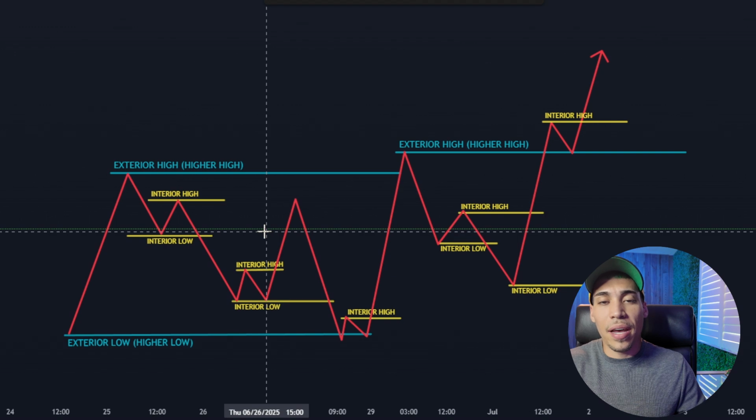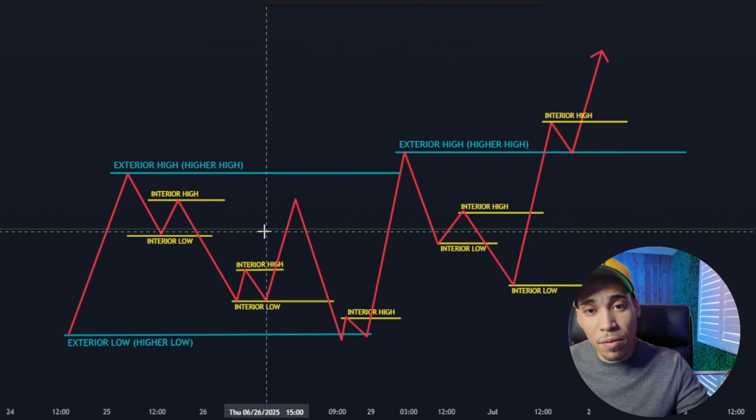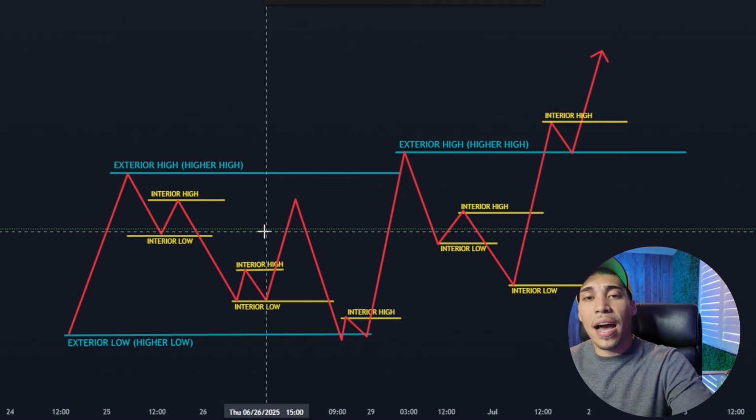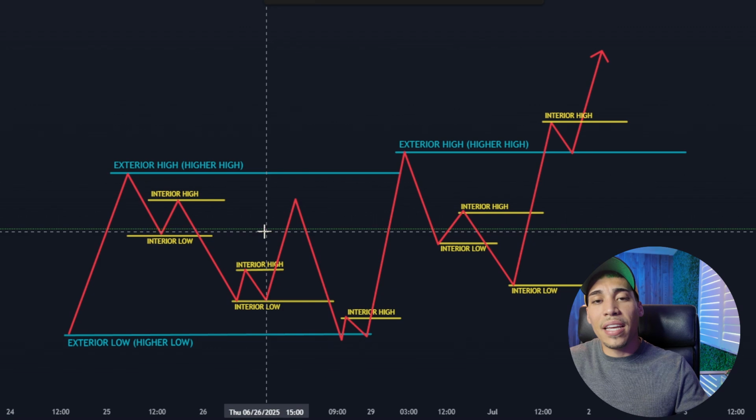So let me break this down to you a lot simpler. Exterior highs and lows have a lot bigger chance of getting an opposite end reaction once we violate those areas than interior highs and lows do. And the reason for that is exterior highs and lows have a lot more liquidity sitting there than interior highs and lows do. And I'll completely break that down.